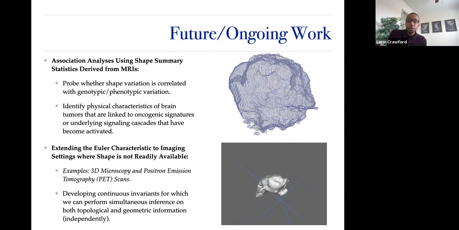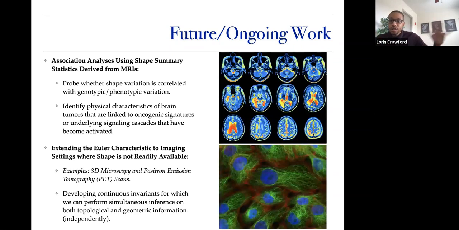The next thing I want to think about is moving past just objects, to thinking more about imaging, like 3D microscopy or PET imaging. So things where I don't have meshes anymore, but just imaging like you see at the top here, right? So instead of treating things as meshes, we've been thinking about how to treat images as fields and do the same kind of thing.